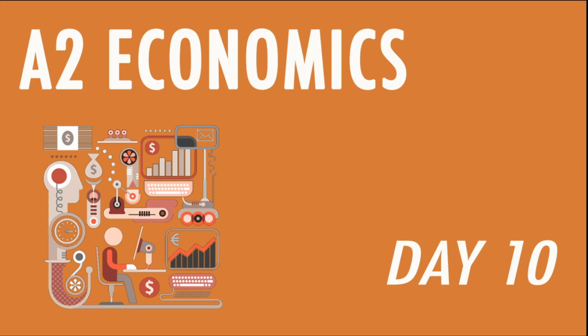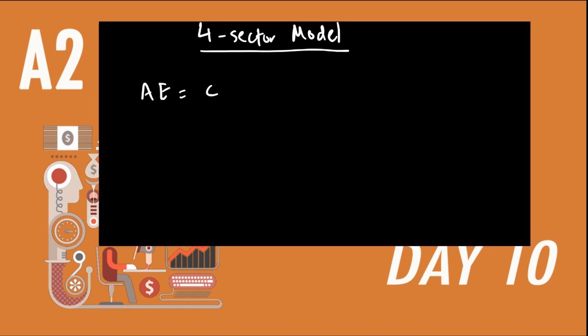Hi guys, this is day 10 of the A2 Economics Revision Challenge, and today we are doing national income determination with open economy. In a four-sector model now, we are looking at AE equal to C plus I plus G plus X minus M, which means we are introducing X minus M, or the foreign sector.